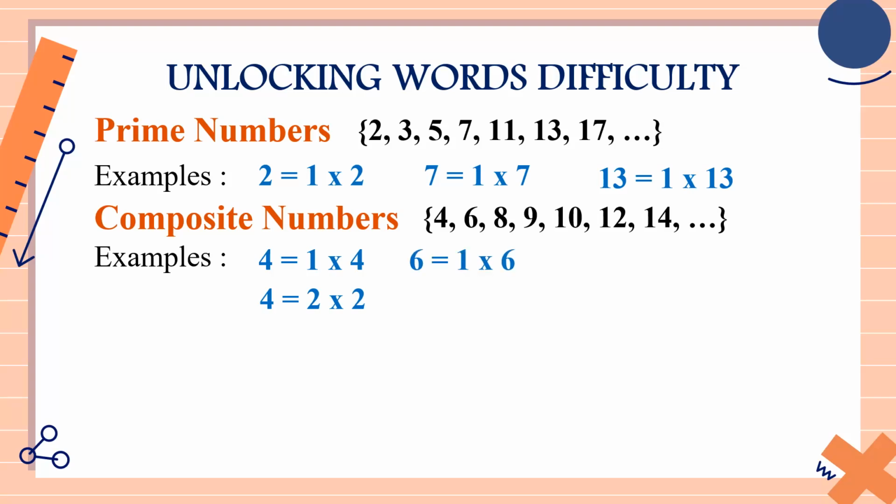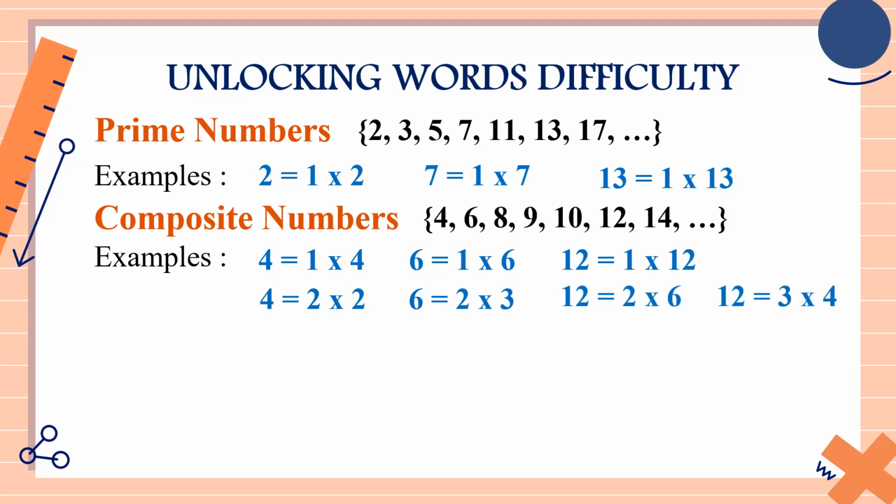Another example, 6 is equal to 1 times 6, and then 6 is equal to 2 times 3. So therefore, 6 has 4 factors, that would be 1, 6, and then 2, 3. So therefore, 6 is a composite number because it consists of more than 2 factors. Another example, 12 is equal to 1 times 12, and then 12 is equal to 2 times 6, and then 12 is equal to 3 times 4. So therefore, 12 is a composite number because 12 has 6 factors. We have 1, 12, 2, 6, and then 3 and 4. So I hope, class, you're not confused with regards to prime numbers and composite numbers.